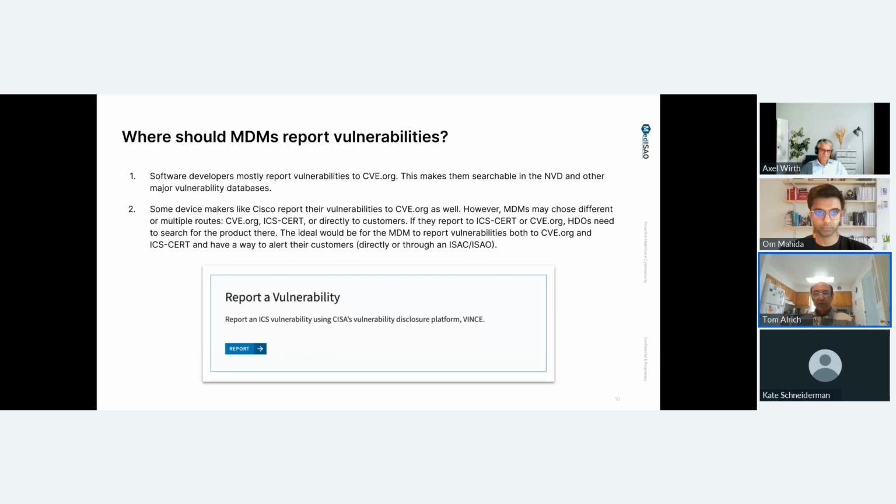And where should the MDMs report vulnerabilities? Software developers mostly report them to cve.org. This makes them searchable in the National Vulnerability Database, although having said that, the National Vulnerability Database is having huge problems now. So that's a whole different story. Unfortunately, we don't have time to discuss it now.